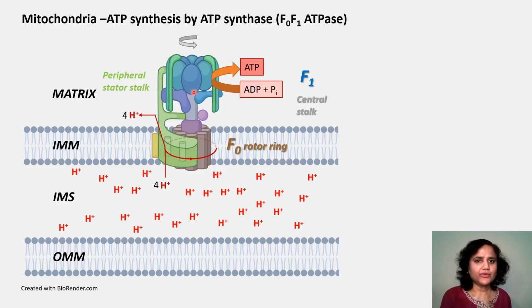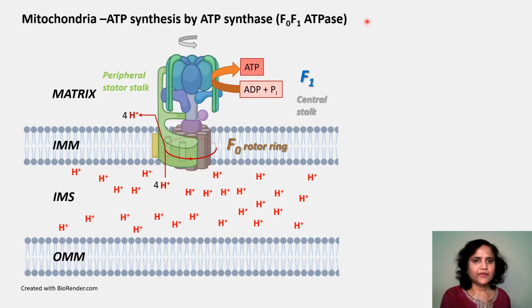So as the stalk rotates, it changes the conformation of these beta subunits sequentially. So there could be one conformation which has high affinity for ADP and Pi, and the rotating rotor stalk can push it into a different conformation, driving the formation of ATP and then the release of ATP. So in this way, mechanical force exerted by the central rotor stalk is converted into the chemical energy of the ATP high energy phosphate bond.